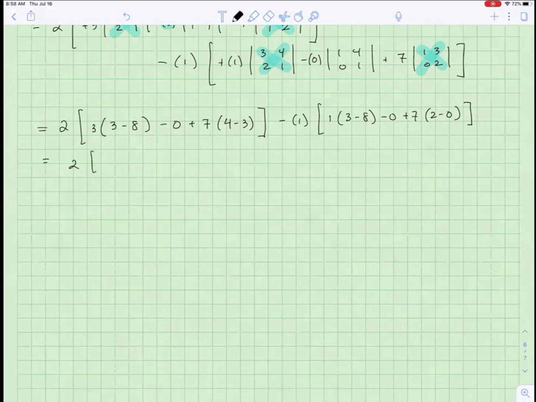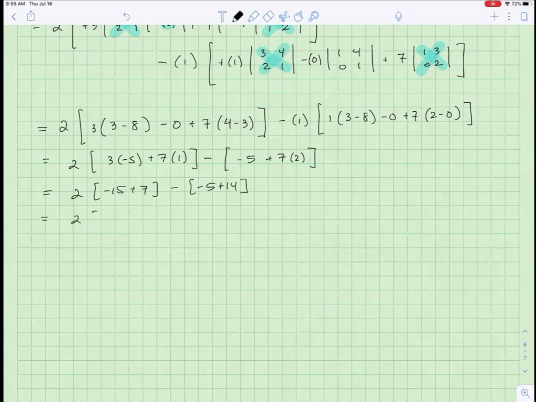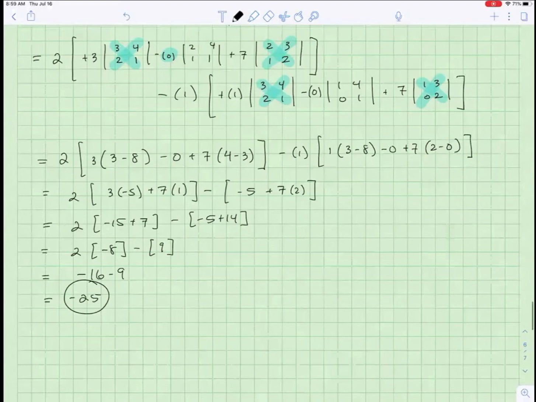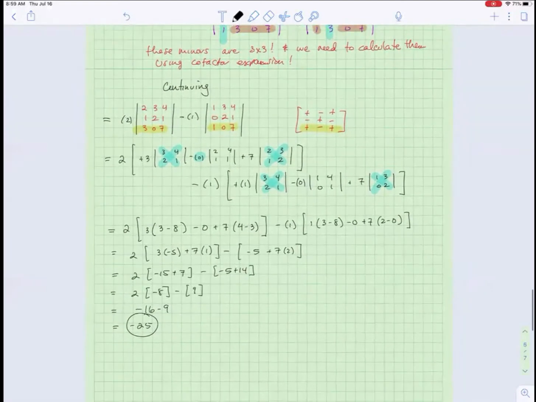And this is 2 times the quantity 3 times negative 5 plus 7 times 1, minus the quantity negative 5 plus 7 times 2, which is 2 times negative 15 plus 7, minus negative 5 plus 14, which is 2 times negative 8 minus 9, which is negative 16 minus 9 more, which is negative 25, and that's the value of this determinant. So it starts out pretty slow, but it starts to pick up speed eventually.